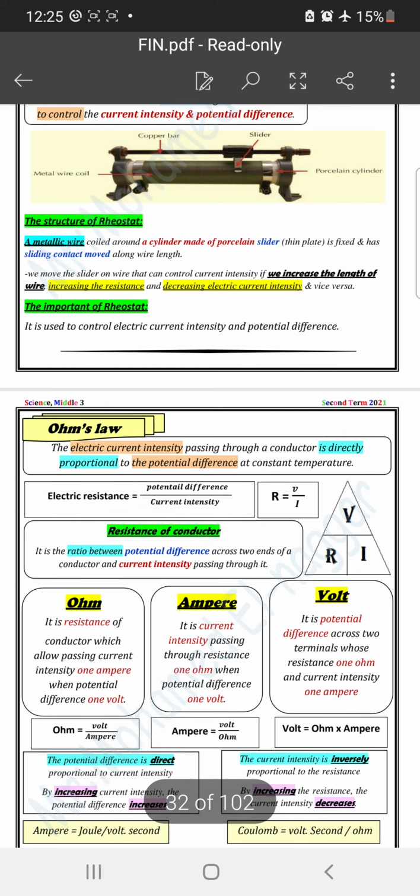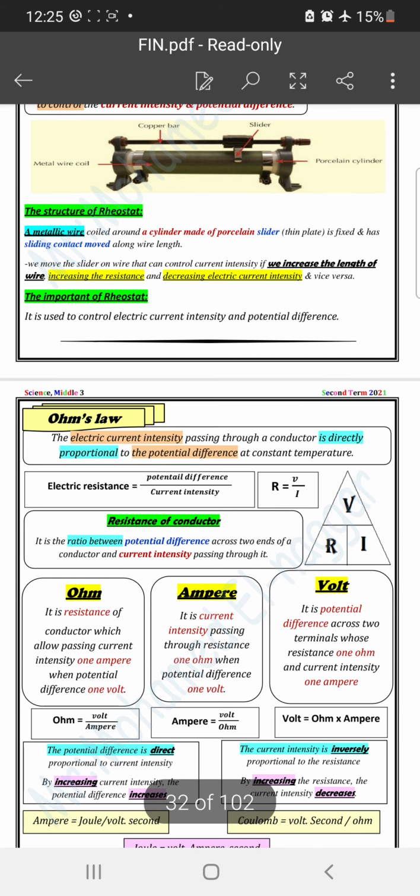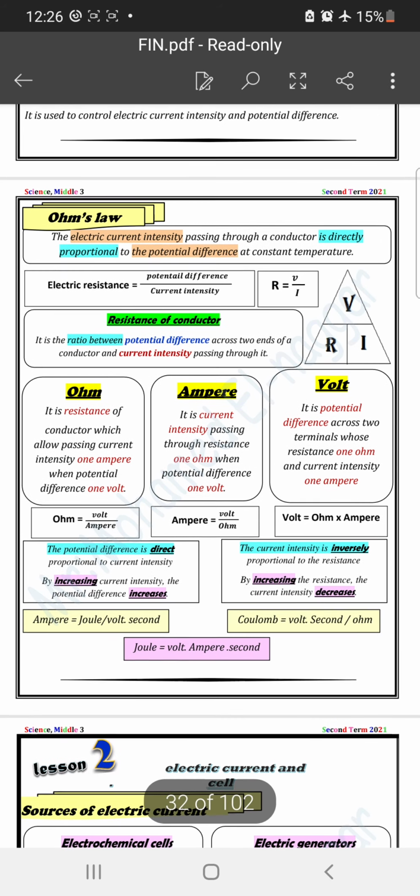The structure of a rheostat: a metallic wire coiled around a cylinder made of porcelain, with a slider. This is a thin plate that is fixed and has a sliding contact that moves along the wire length. We move the slider like that on the wire to control the current intensity. If we increase the length of wire, the resistance increases and the electric current intensity decreases, and vice versa. The importance of the rheostat is that it is used to control the electric current intensity and potential difference.